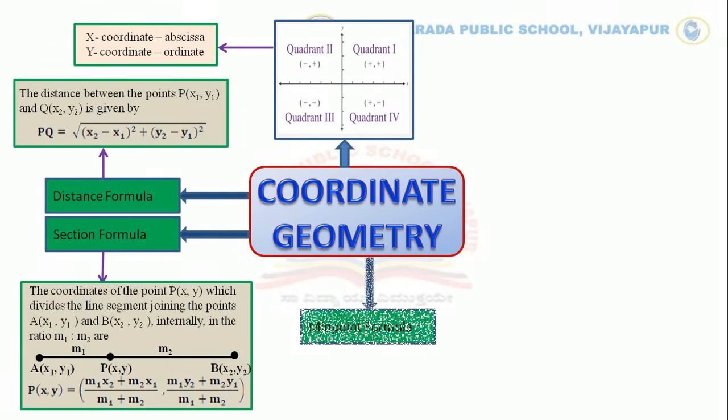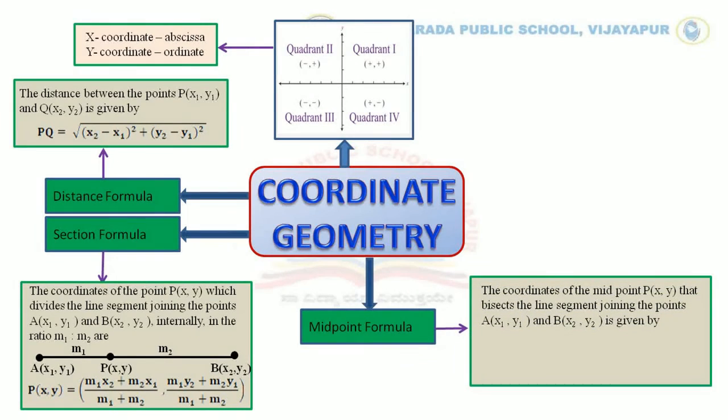Next, we discussed the midpoint formula. It is a slight alteration to the section formula, because in the section formula we studied that the point (x, y) lies on the line segment AB and is not the midpoint, so the ratio is m1 is to m2. But in the midpoint formula, the point P(x, y) is exactly the midpoint, so m1 is to m2 becomes 1 is to 1.